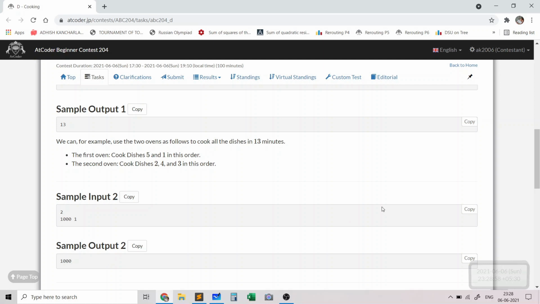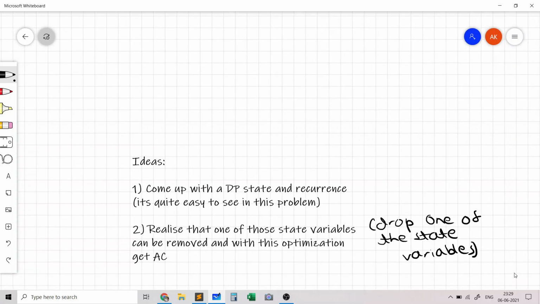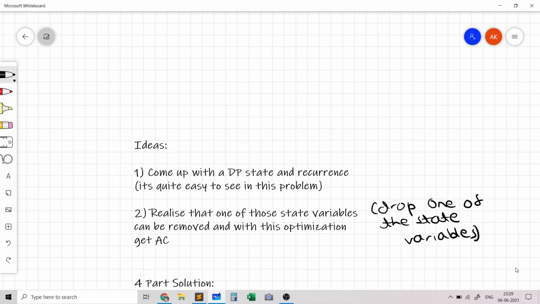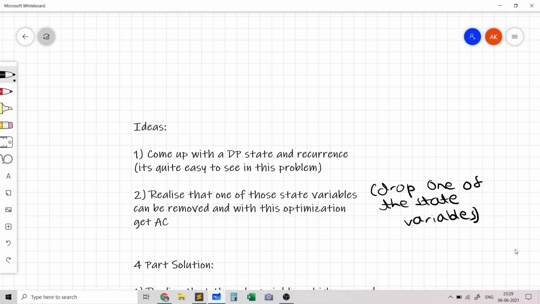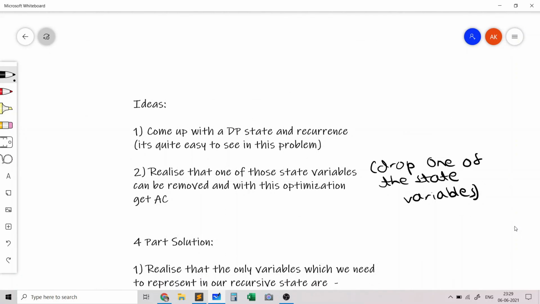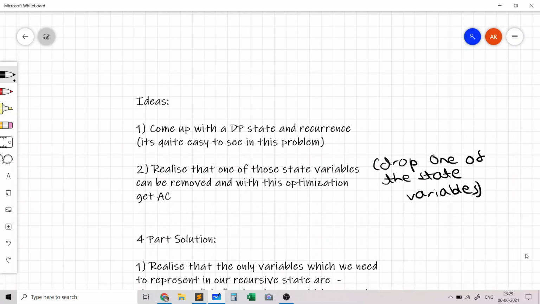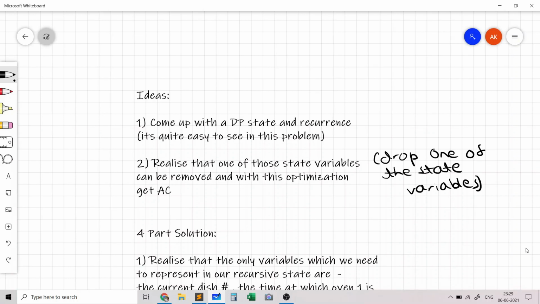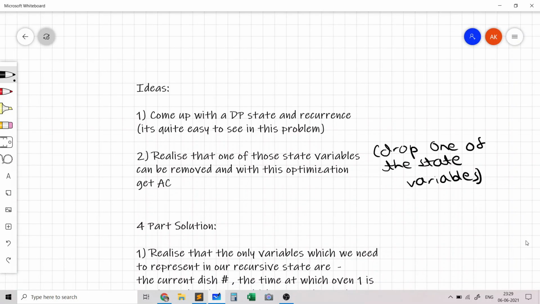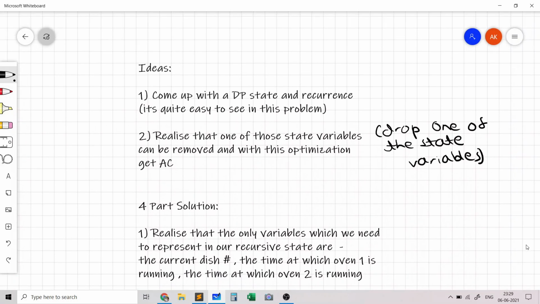So first, let's look at the 4-part solution to this problem, and then let's look at the optimization required to get AC. The 4-part DP solution starts with realizing the variables we need to represent in our recursive state. The first is obviously the dish number, the second is the time at which the first oven is currently, and the third is the time at which the second oven is currently.